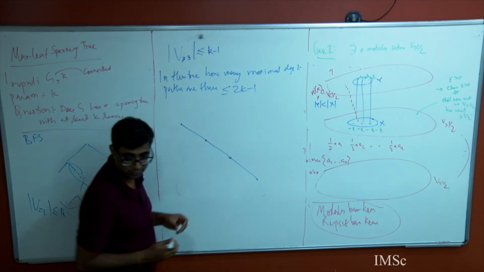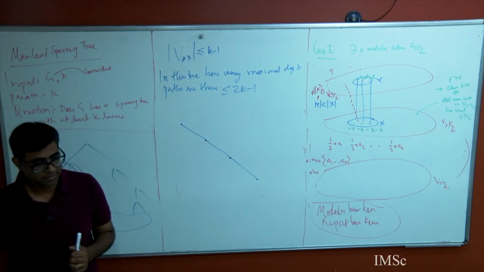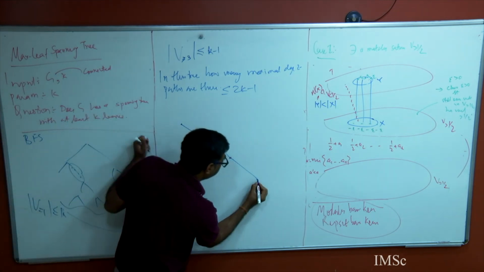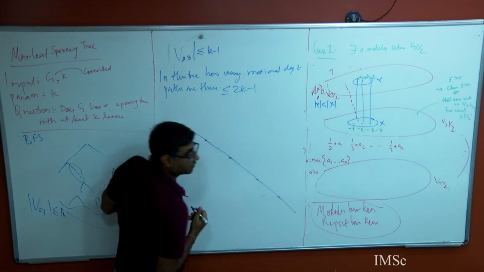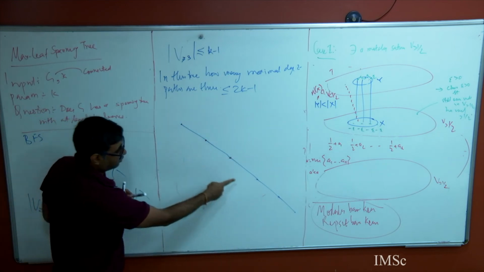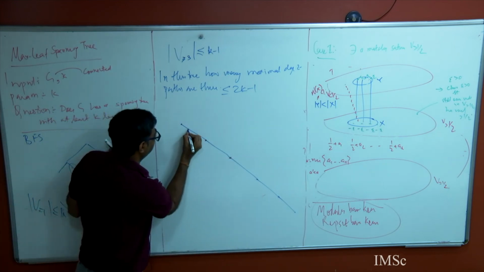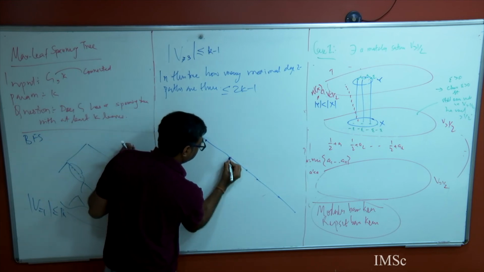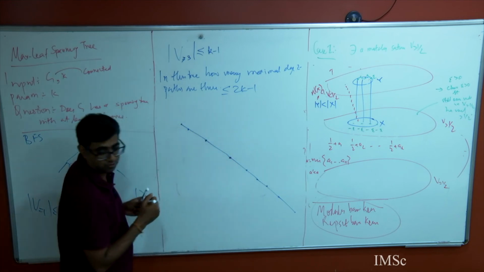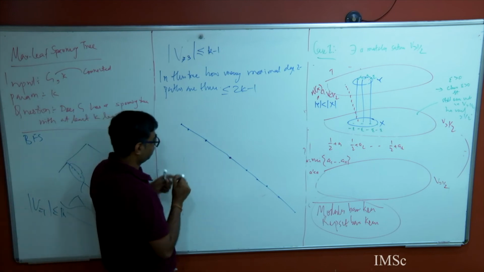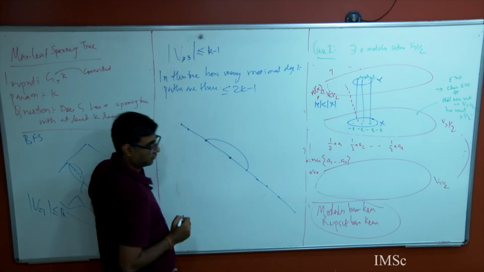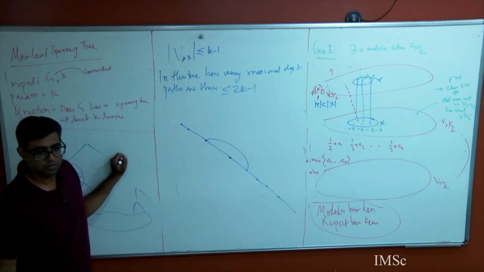Imagine yourself, this is what is great about this trick: imagine that you have 5 vertices, okay? 1, 2, 3, 4. Let's maybe make more. Suppose there was an edge here, which was like this. Then can I do something?